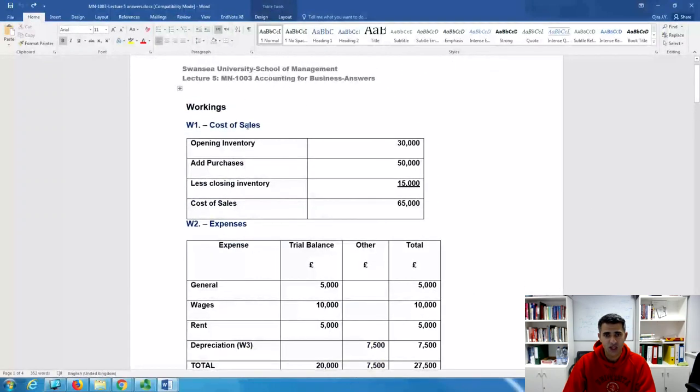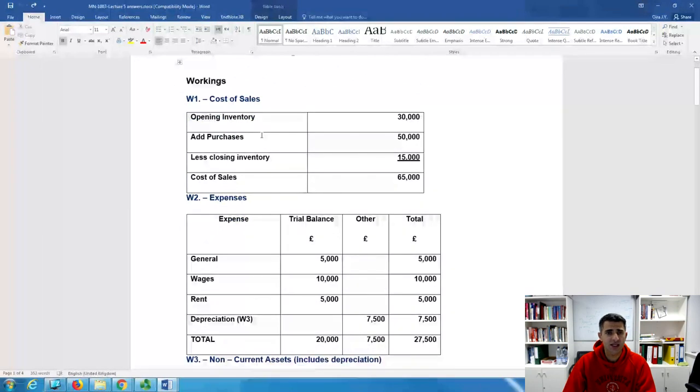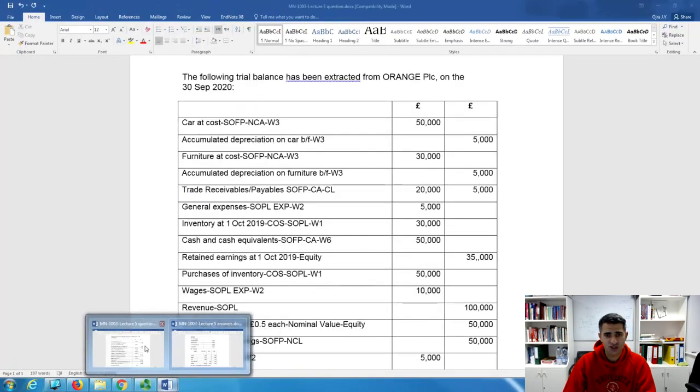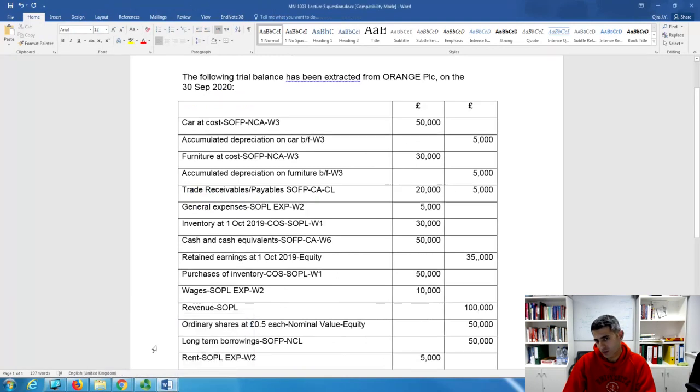Okay, so the first working we'll start is cost of sales. So remember the formula for cost of sales: the opening inventory plus purchases minus closing inventory. Opening inventory, you just take the figure from the question. The opening inventory is here, 30,000, plus purchases. Where is the purchases? Here we go. That's purchase of inventory.